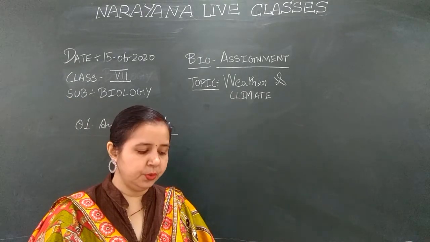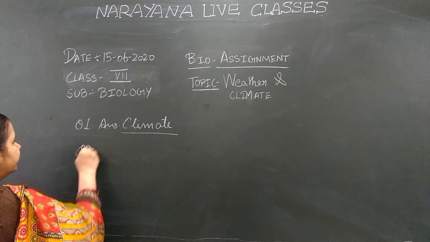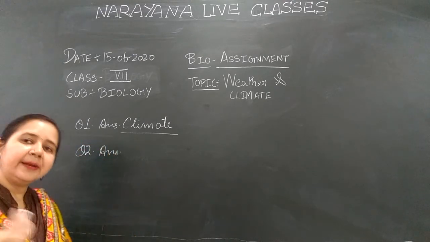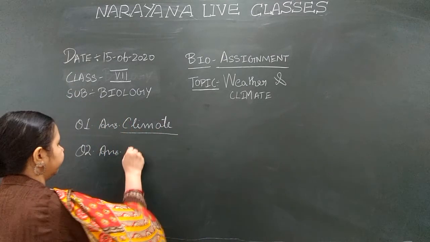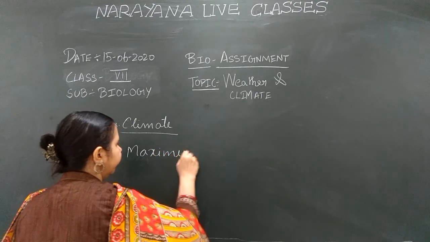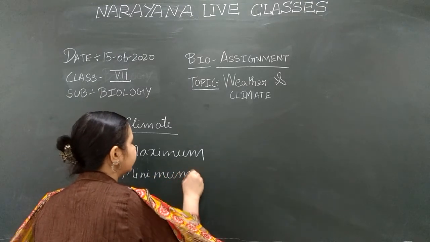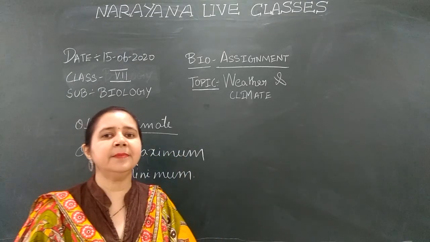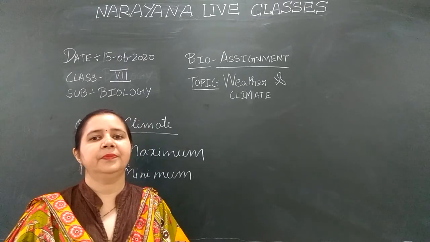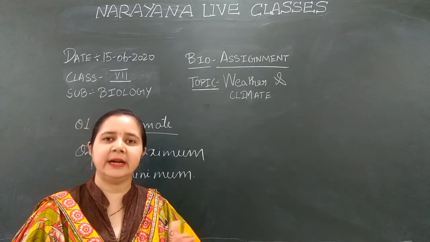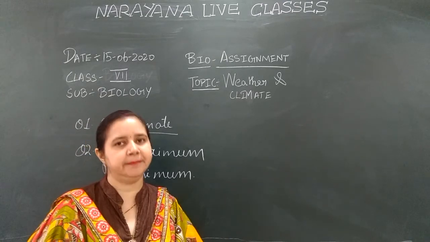Now, question number 2 is, name any two temperatures which you know. So what are the two types of temperatures? Maximum temperature and minimum temperature. Now what is the meaning of maximum and minimum temperature? Maximum means the temperature which is taken for a day at 12 in the noon. That comes out to be the maximum for a day. And the temperature which is taken at 5 in the morning, that is the minimum temperature of the day.